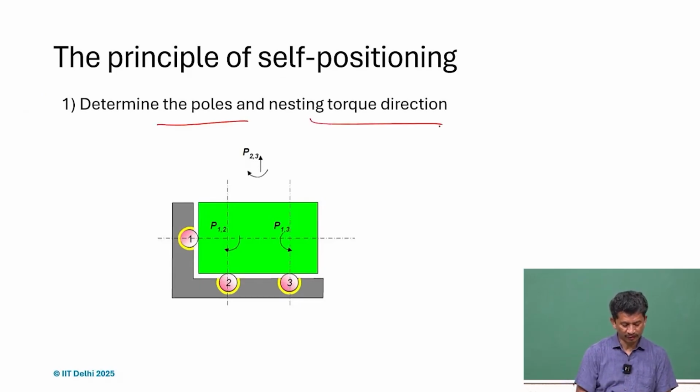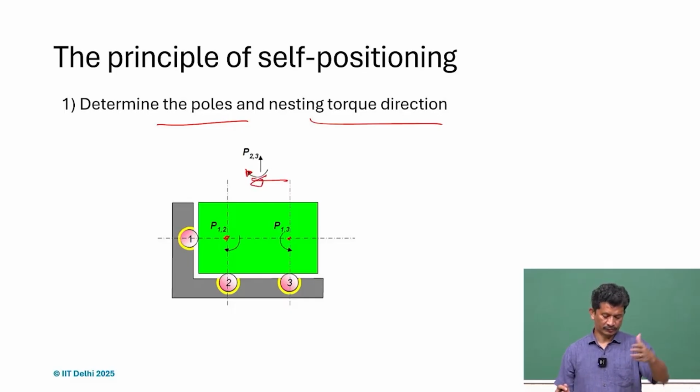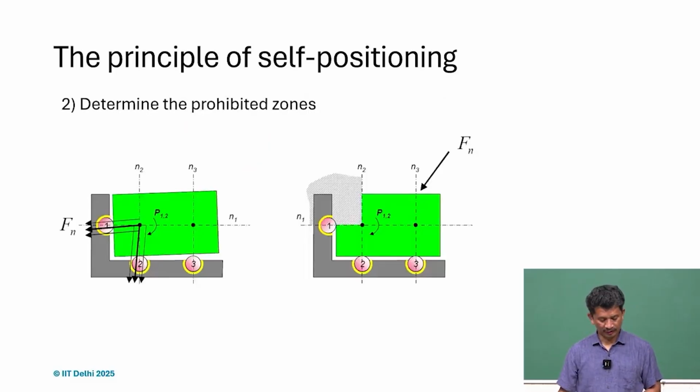Likewise, we can determine all the poles. Like P12, this one is for 1 and 3, and of course 2 and 3 meet at infinity. So this can be a torque or a force, as we can see. These are the poles towards infinity, and then we start to find the zones which are prohibited.